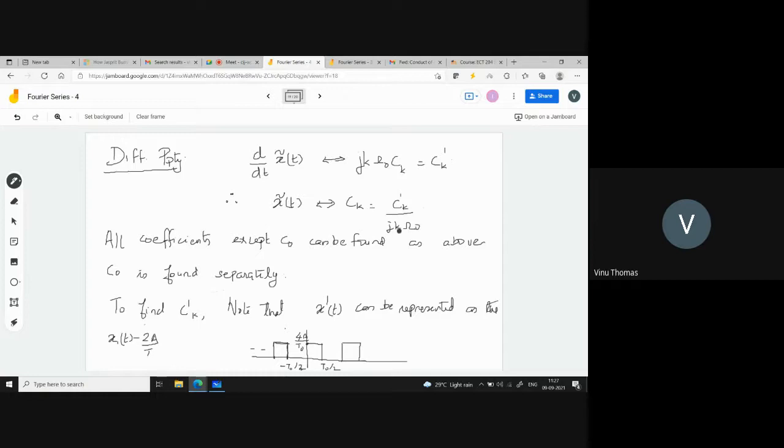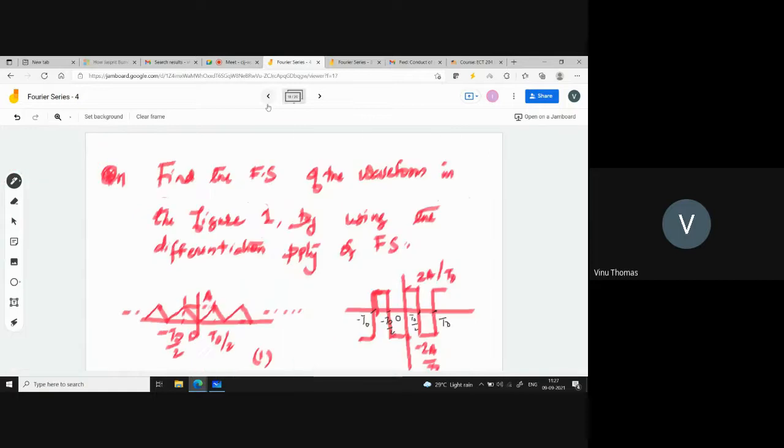To find C0, I have to divide this by 0. So C0 I cannot evaluate like this because there is a division by 0 involved. So C0 has to be found out from this expression directly.